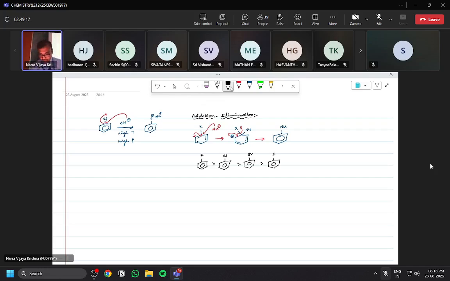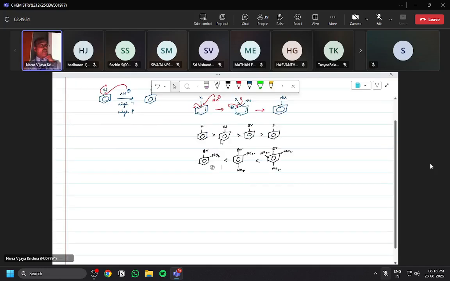Now, if there is any withdrawing group, NO2, two NO2 groups, three NO2 groups, among these, which will react towards this mechanism more readily? Because the NO2 group will enhance the partial charge here. Therefore, the nucleophile will go and attack here readily. So this will react more readily than this, right? This is the addition-elimination mechanism.